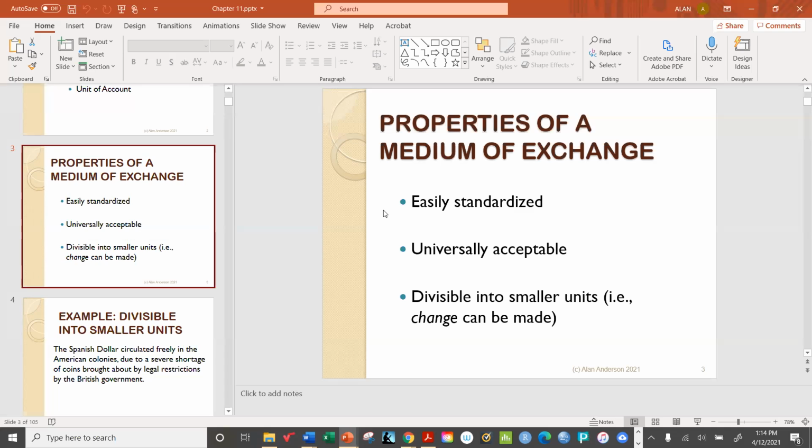Universally acceptable, this all comes down to confidence. People will not hold a form of money if they don't believe that it will retain its value and that it will always be possible to use it to buy other goods and services. All right, so if there's doubt in your mind, like for example, Bitcoin, perfect example. Does everybody accept Bitcoin? No. Where can you spend Bitcoin? I don't know. Does anyone know of any place that accepts Bitcoin?